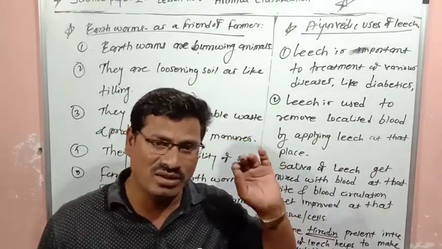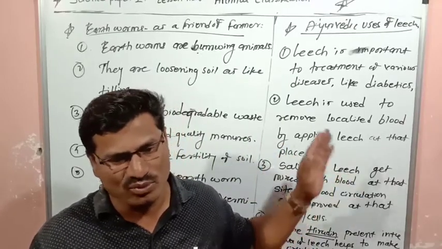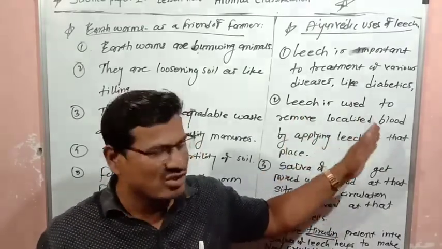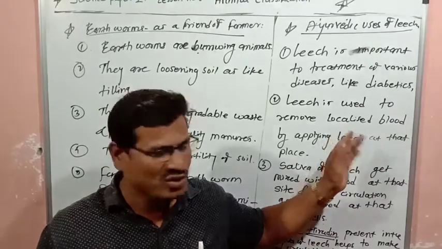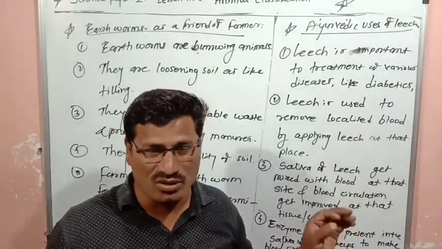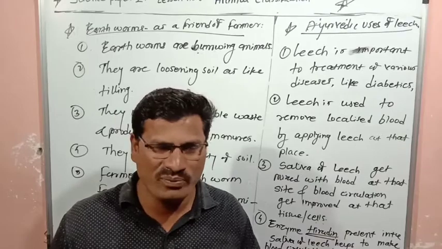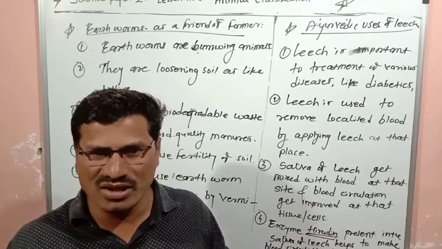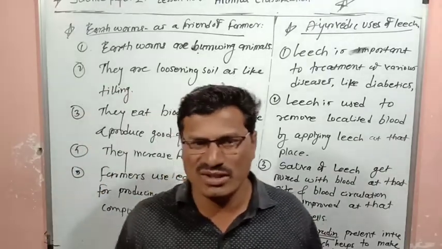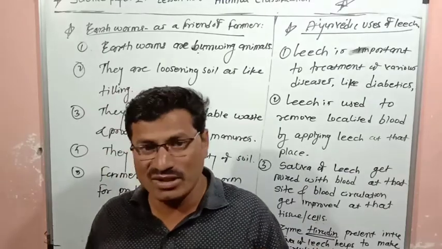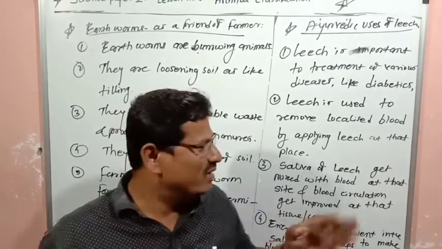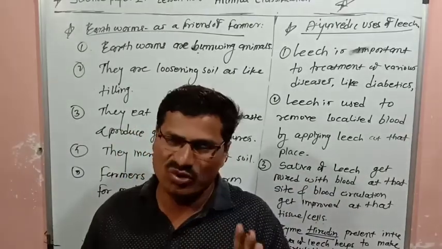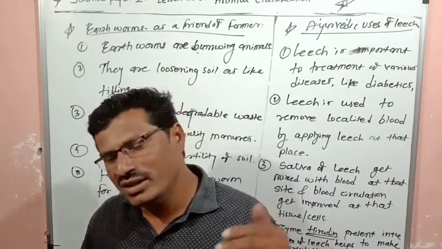Ayurvedic use of that particular leech. It is used for the treatment, for curing many diseases. Some wounds are also cured with the help of leech. Localized blood is also removed. For example, when you have an injury, but the blood is not coming out, blood gets localized, collected at that place. That dirty blood collected at that place is removed with the help of leech, which sucks that blood out. So it is useful as an Ayurvedic treatment.